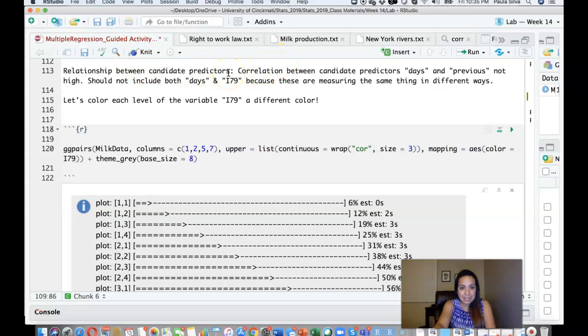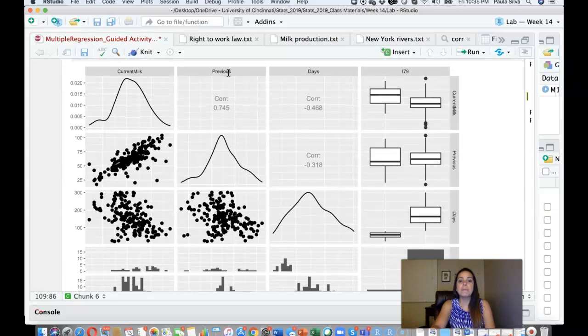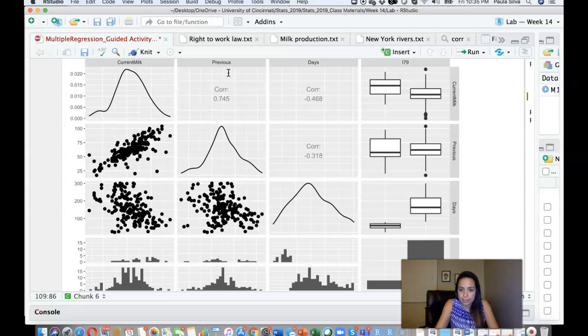Relationship between candidate predictors. So this is important too. Our candidate predictors should not be super strongly correlated, because if they are basically one and the same thing, then you will make your model not very stable. What we're seeing here is that predictor previous and days, there is a correlation, but the correlation between previous and days is not super strong, so it's okay for them to be in the same model.